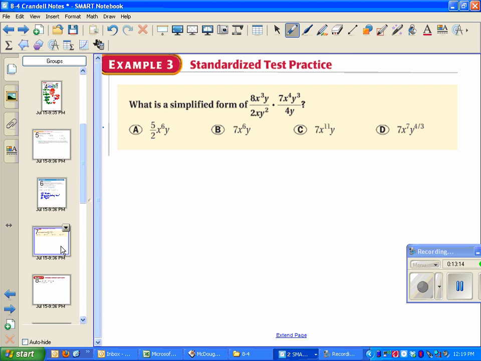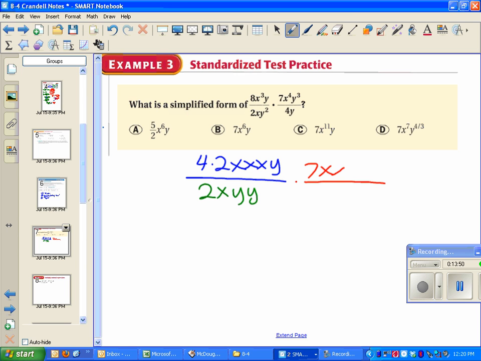So let's look at example 3. Okay, everything is already factored, it's already multiplied. So we can start crossing things off right away. However, if you don't want to make a mistake, we can break this down. So I can break down 8x cubed to 4 times 2 times 3 x's and a y, all divided by 2x and 2 y's. Okay? And then the top I can break down as 7 and 4 x's and 3 y's. And then the bottom is just going to be 4 times y.